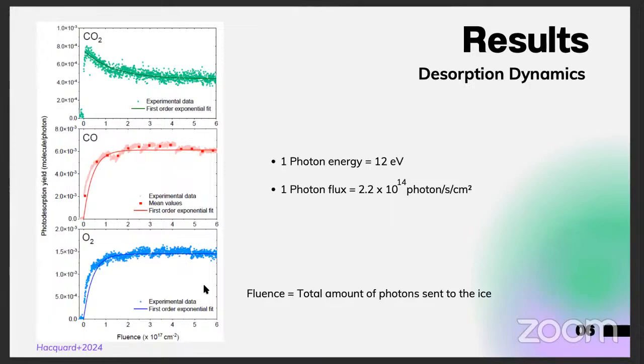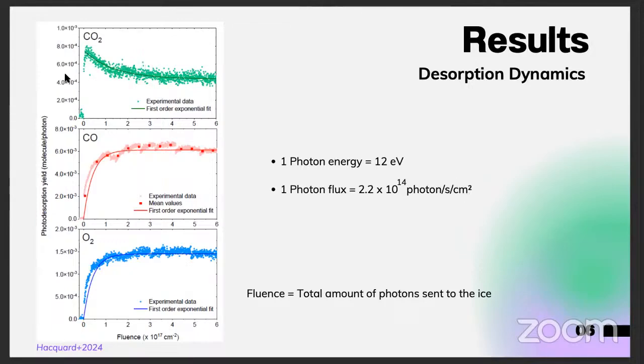So here are the flux results. This is directly the signal of the quadrupole mass spectrometer that we derive to obtain the photodesorption yield as a function of the fluence, which is the total amount of photons that the ice receives. Those are the experiments performed at one photon energy and a flux which is quite high, of the order of magnitude of 10 to the power 14 photons per second per centimeter square.